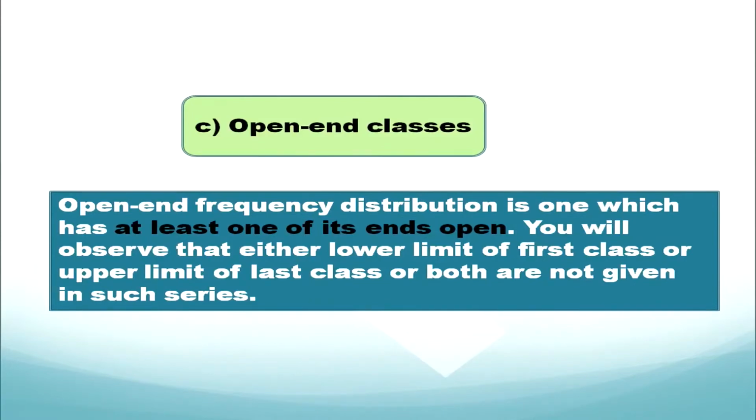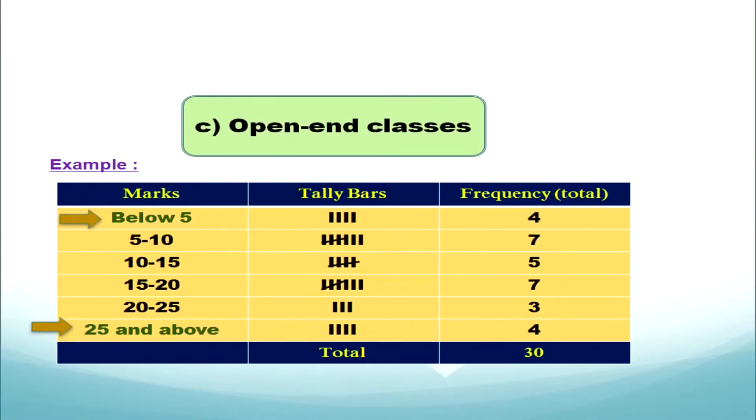So, once again, an open-end frequency distribution is one which has at least one of its ends open. You will observe that either the lower limit of the first class or the upper limit of the last class or both are not given in such a series. So, let us take an example.